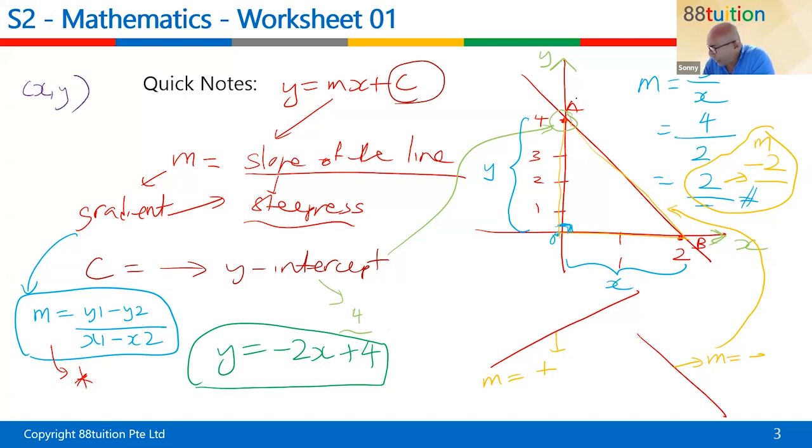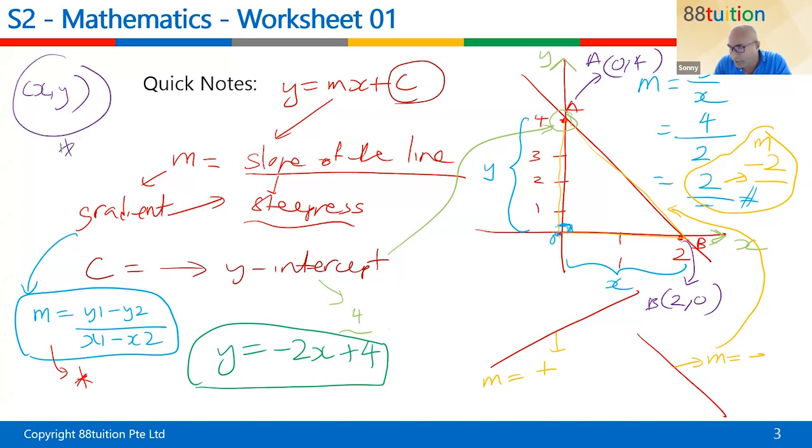At point A, your x is 0, your y is 4, so it's (0, 4). That is your coordinate. For point B, your x is 2, your y is 0, right? So I've got the coordinates. This is the coordinate of A, this is the coordinate of B. So you need to know that. Remember, you always start with x followed by y. Must take note, this is important, put a star.